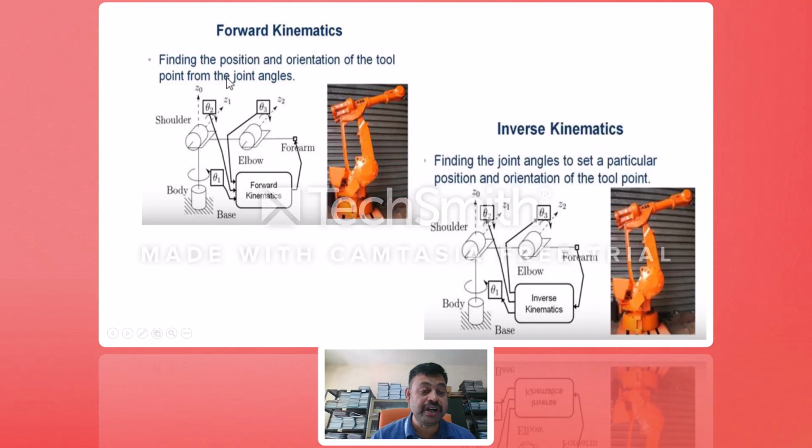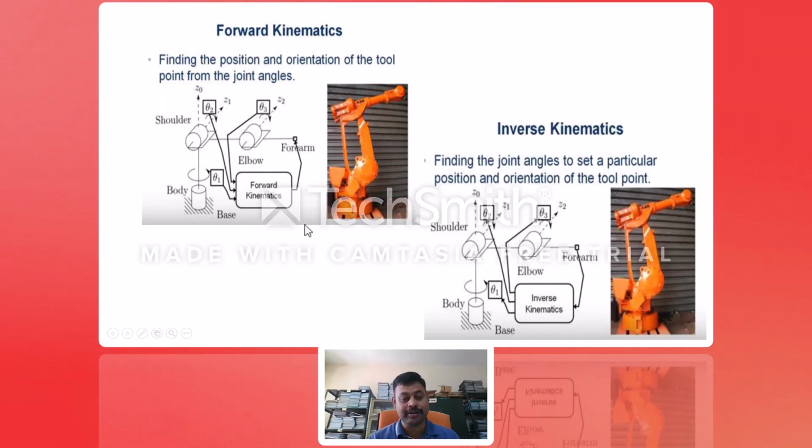So the joint angles, everything you know, right? By using forward kinematics, you are able to find out the position and orientation. But here the requirement is different. The orientation is known. By keeping the orientation, you have to determine the joint angles and link dimensions, everything, right? So here it is inverse kinematics.